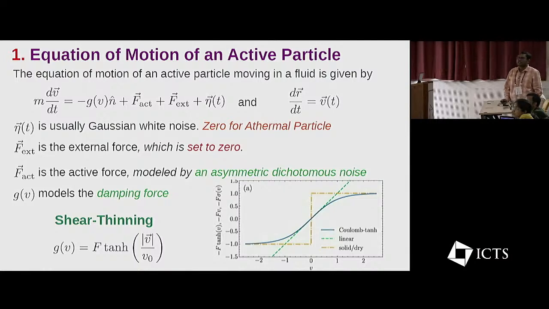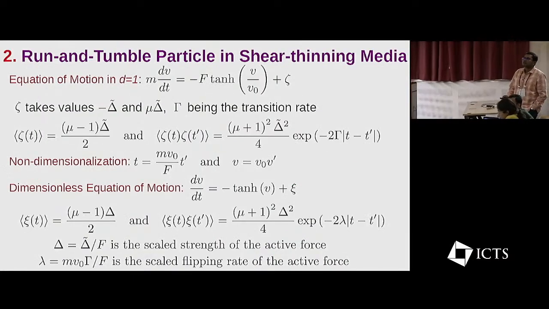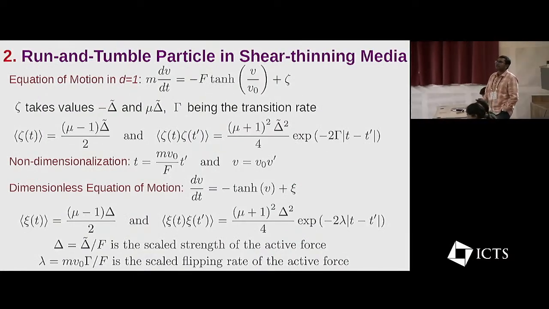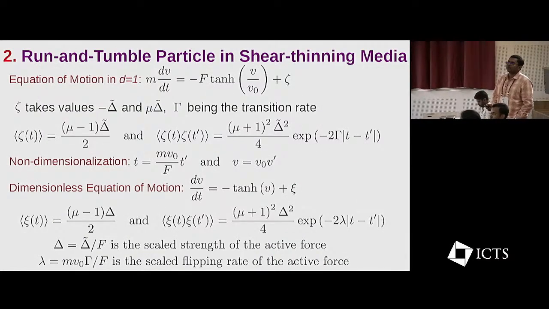For a shear thinning medium, we modeled this damping force by a Coulomb tan hyperbolic function, which looks like this. Here is the plot of this shear thinning function. For small velocities, this behaves like a linear friction. For high velocities, this behaves like a solid or dry friction. This is the equation of motion of a run-and-tumble particle in a shear thinning medium in one dimension. Here Xi is the active force.